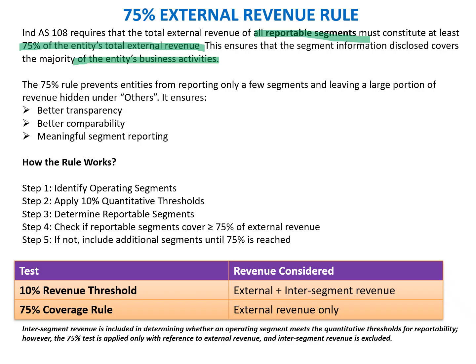The 75% rule prevents the entity from reporting only a few segments and leaving a large portion of revenue under 'others'. If this rule were not there, the entity could, at its discretion, take only a few reportable segments based on the threshold limit and report those numbers, while a lower percentage of segments constituting a larger percentage of the external revenue would not get reported. With this rule, they are bound to make sure that the total reportable segment revenue constitutes 75% of the external revenue, and if not, they have to add more reportable segments. This is to ensure better transparency, better comparability, and meaningful segment reporting.